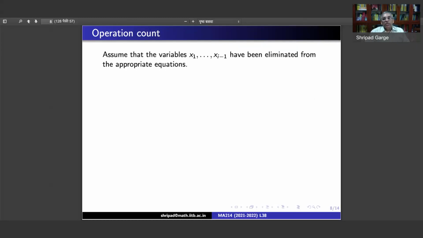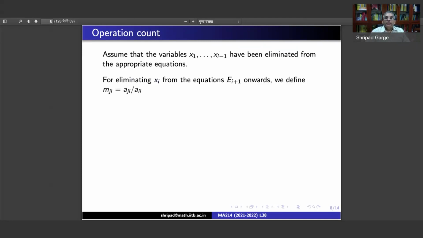So assume that for the ith step, x1 up to x_{i-1} have been eliminated. Then we want to eliminate x_i from e_{i+1} onwards. So we define m_ji, which is a_ji upon a_ii, and we perform this particular operation. Here n minus i divisions are performed because you want to compute m_ji. This is done for j equal to i plus 1 up to n. So these are n minus i divisions.